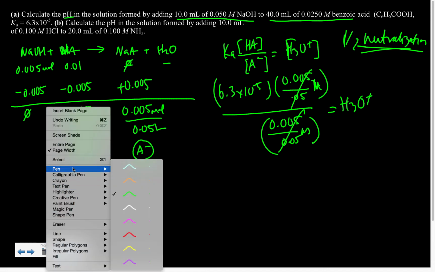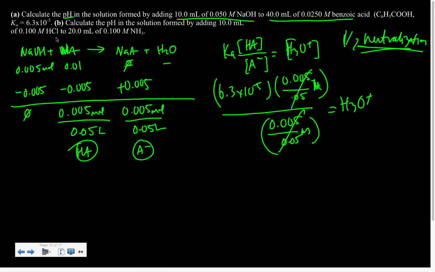All right, next up, let's change color. So here it says calculate the pH in the solution formed by adding 10 mL of 0.1 molar HCl to 20 mL of 0.1 molar ammonia. What do we notice? We notice, ding, ding, ding, we are also at the half neutralization point again.